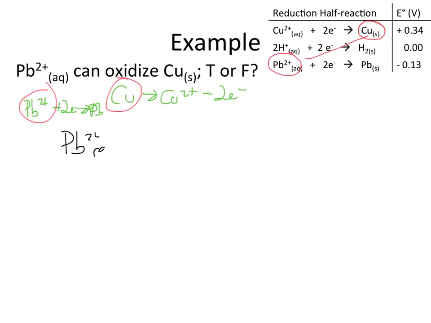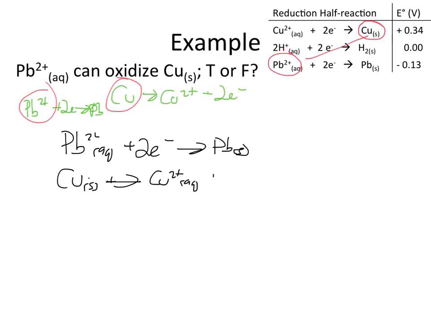I'm just going to rewrite the equations here. Pb2+ aqueous joins with 2 electrons to produce Pb solid, and your other reaction is Cu solid to give us Cu2+ aqueous plus 2 electrons. Just for continuity's sake, Pb is being reduced because it's gaining 2 electrons, and the Cu is being oxidized here.